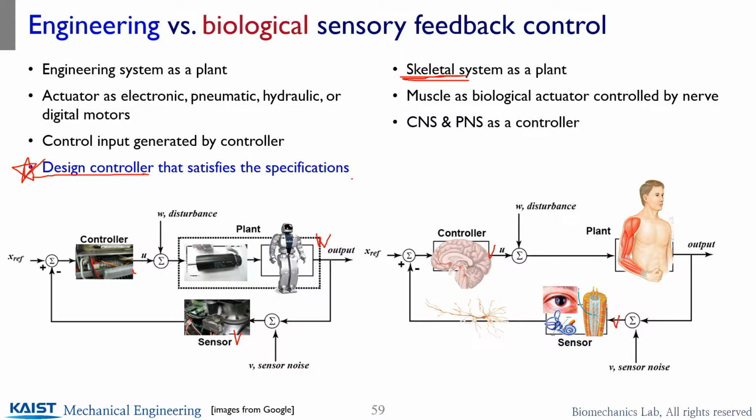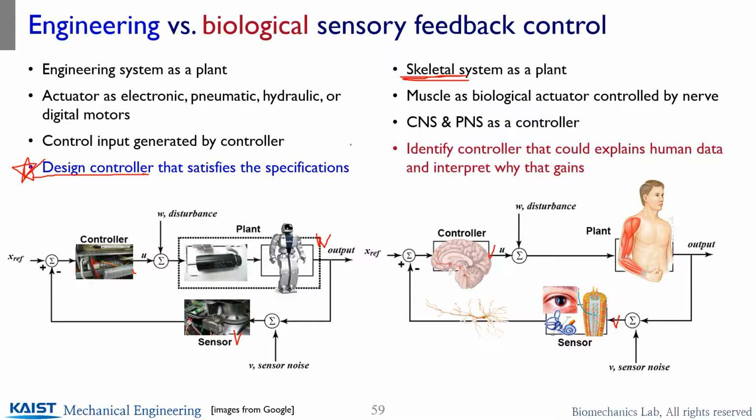For the biological system, we are identifying the controller. I mean, it's already there. It's already controlled very well, right? Our human motion, walking and running and all the other actions, are really well-controlled systems. So we would like to identify how we can quantitatively and qualitatively describe the controller's characteristics. That is done by the human.